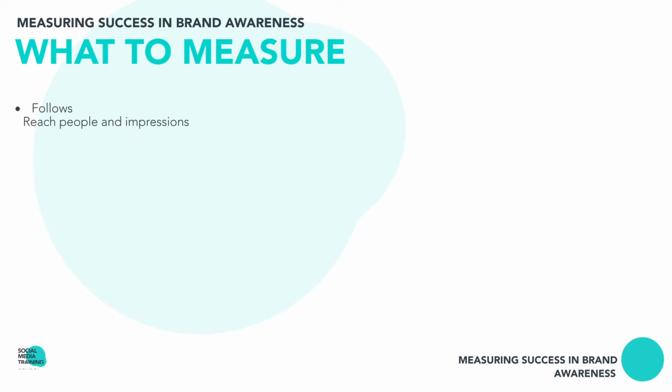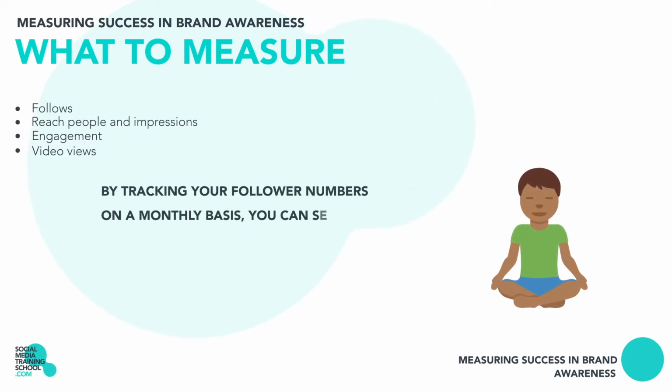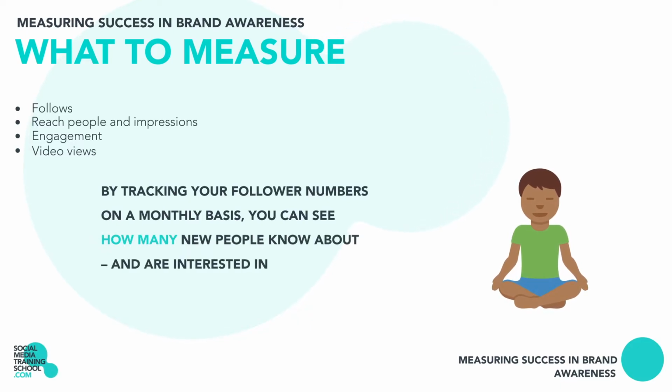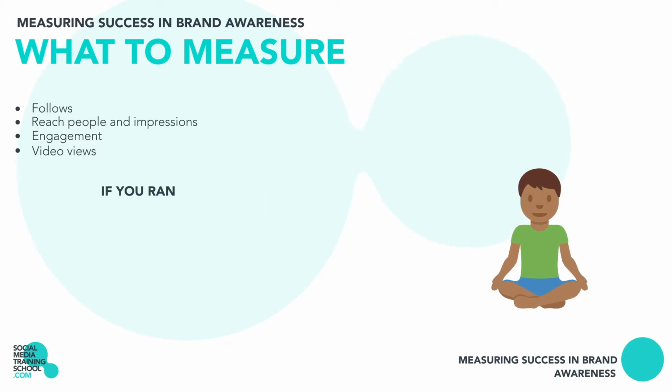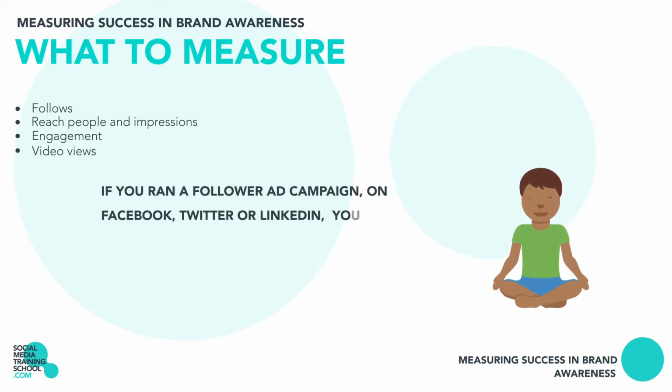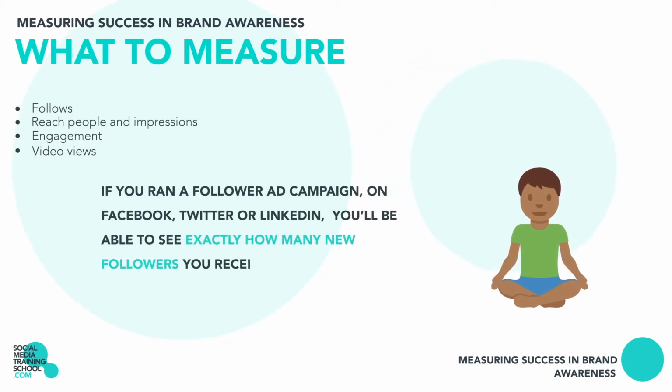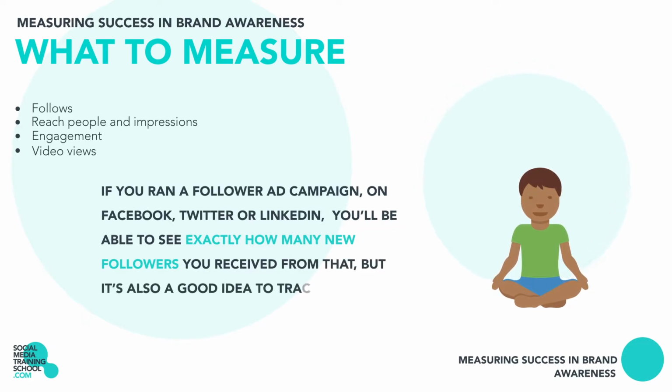First is the number of followers you have in your social channels. By tracking your follower numbers on a monthly basis, you can see how many new people know about and are interested in your business. If you ran a follower ad campaign on Facebook, Twitter, or LinkedIn, you'll be able to see exactly how many new followers you received from that. But it's also a good idea to track your overall followers.